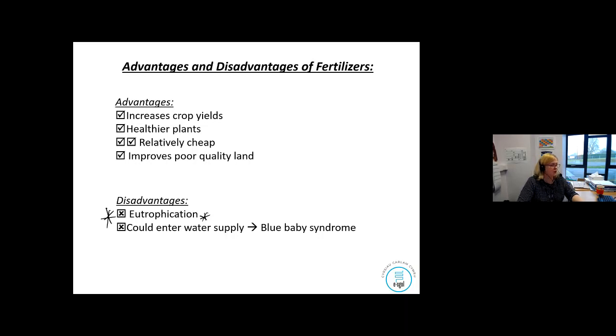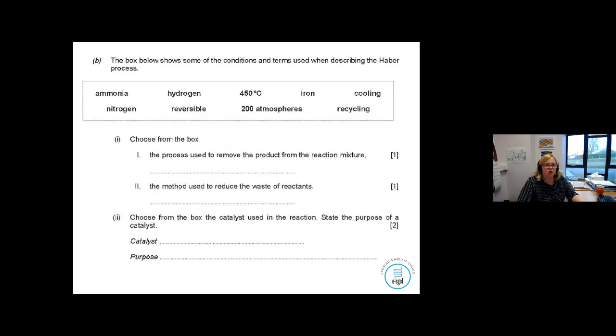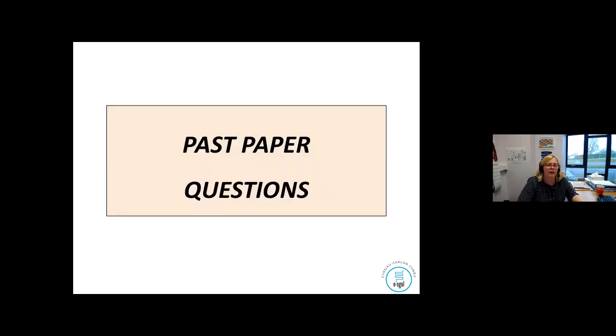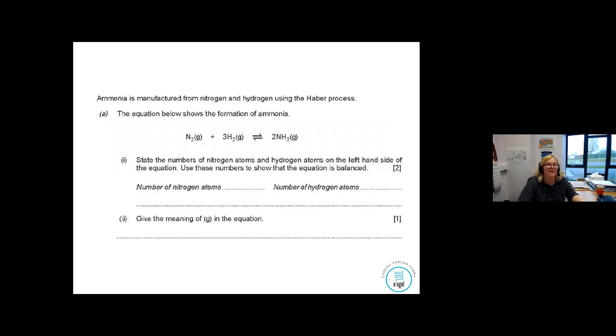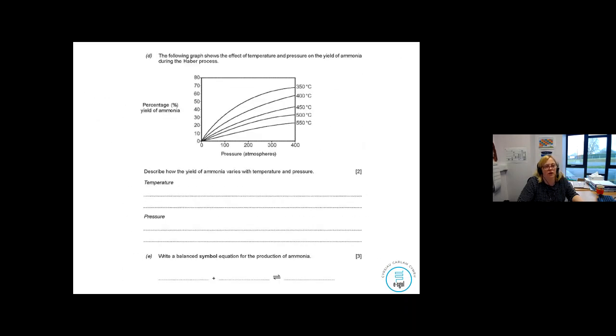Okay, so as I said, there are a series of past paper questions. What I suggest you do is that you download the PowerPoint after this evening and you literally go through them at your own pace. There is a mark scheme after each question, you'll be pleased to know. So after each one, you'll see the mark scheme. So try the question, look at the mark scheme. Try the next question, look at the mark scheme.